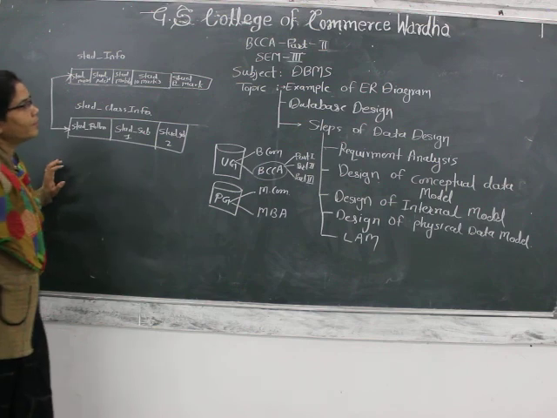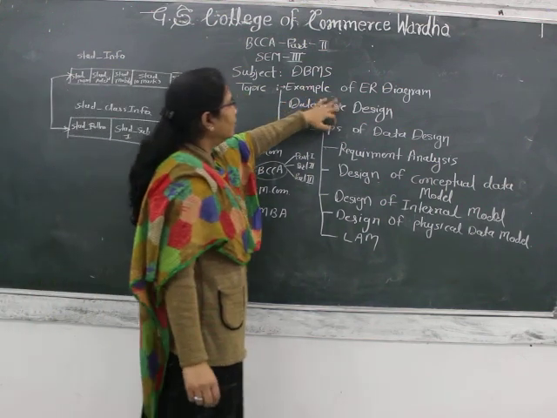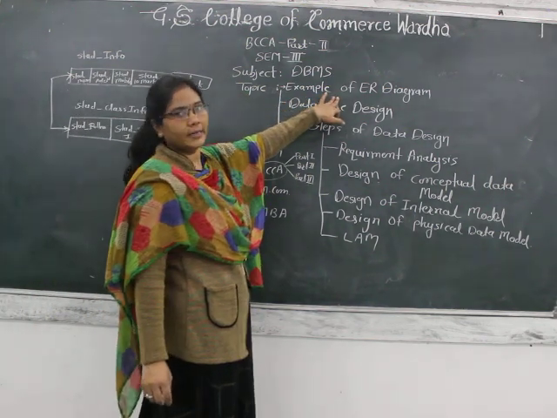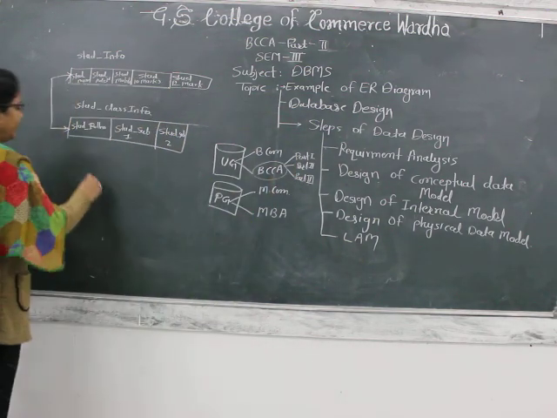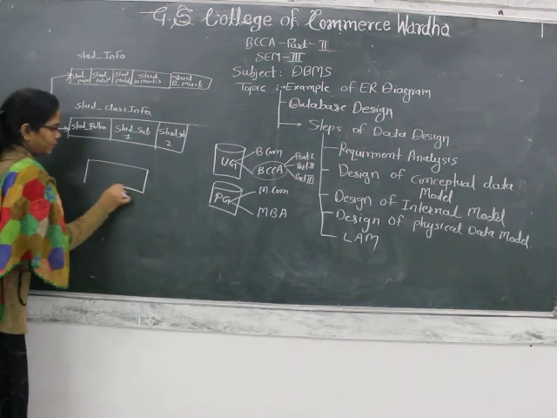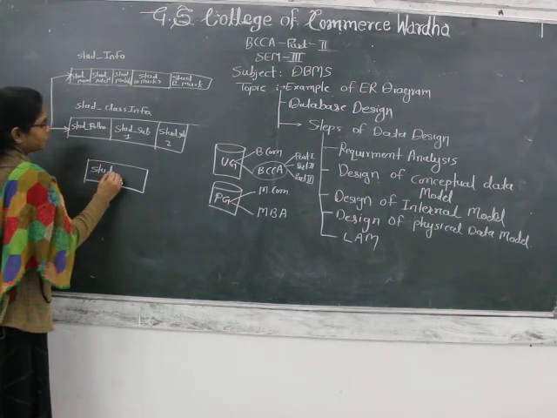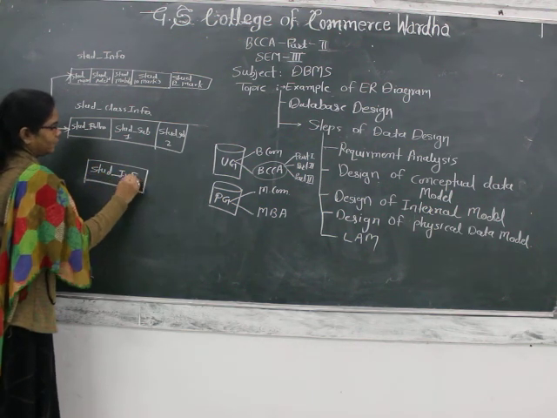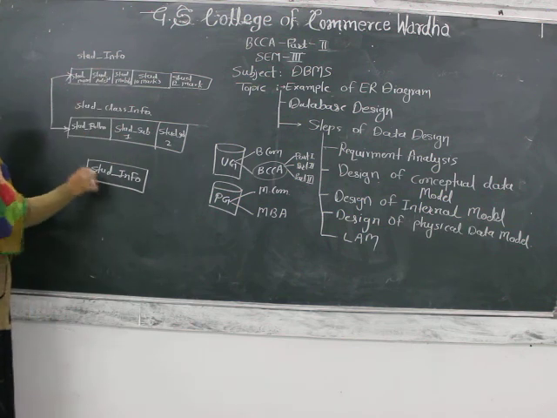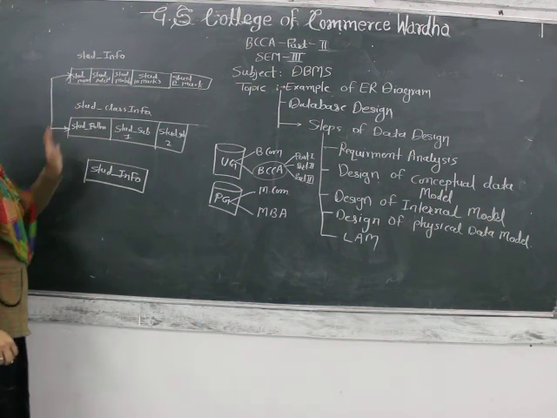So how can we represent the entity in an ER diagram? In rectangle shape. This is the entity representation. So stud info, we are representing like this in the ER diagram.